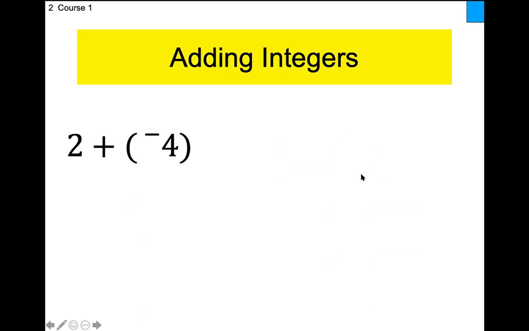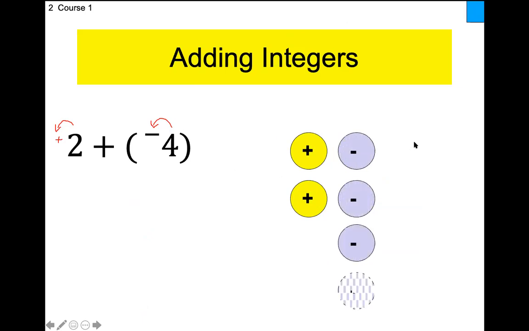2 plus -4. All right, so to do 2 plus -4 with the coin method, the first number is 2, and it's positive. How do I know it's positive? Because there's nothing there. So that makes it positive. The second number is negative. I know it's negative because there's a negative right there. So the first number, I need 2 positive coins. The second number is negative, so I need 4 negative coins.